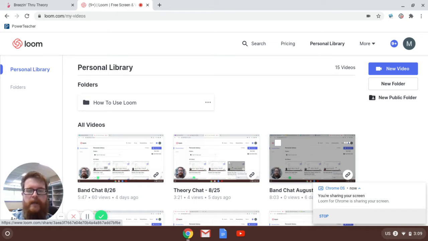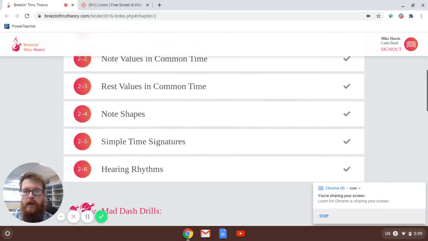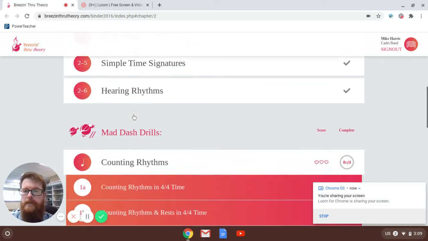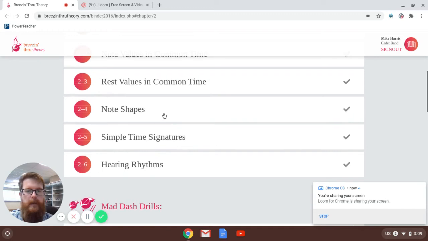This is Mr. Harris, and I'm here with a quick tutorial to show you some of the Breezin through theory lessons and a mad dash drill. Today's video is going to focus on Chapter 2, and we're going to be looking at the fourth section here, note shapes. We're also going to be looking at the stem directions 2-3A mad dash drill. So let's go back up and learn a little bit about note shapes together.